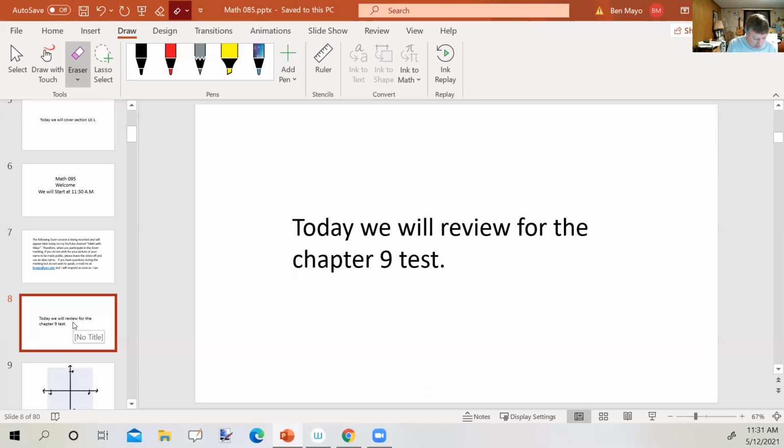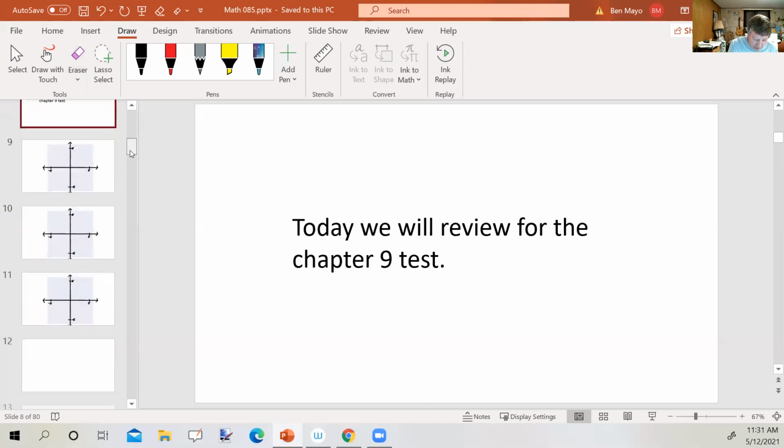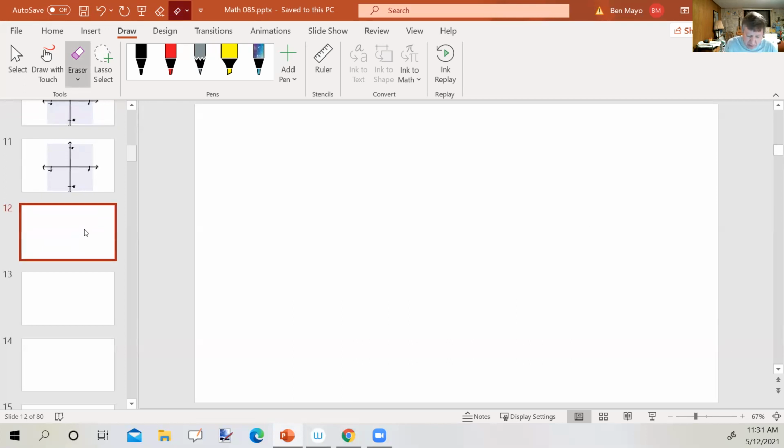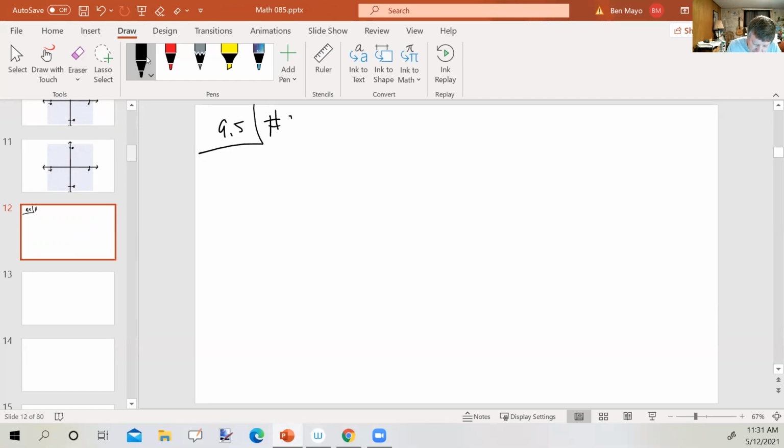Okay, so I've had just one question that was emailed to me, so I'm going to take a look at that. This is from section 9.5, and it's number 9. It says, solve the equation, write all proposed solutions. If a solution is extraneous, so indicate.